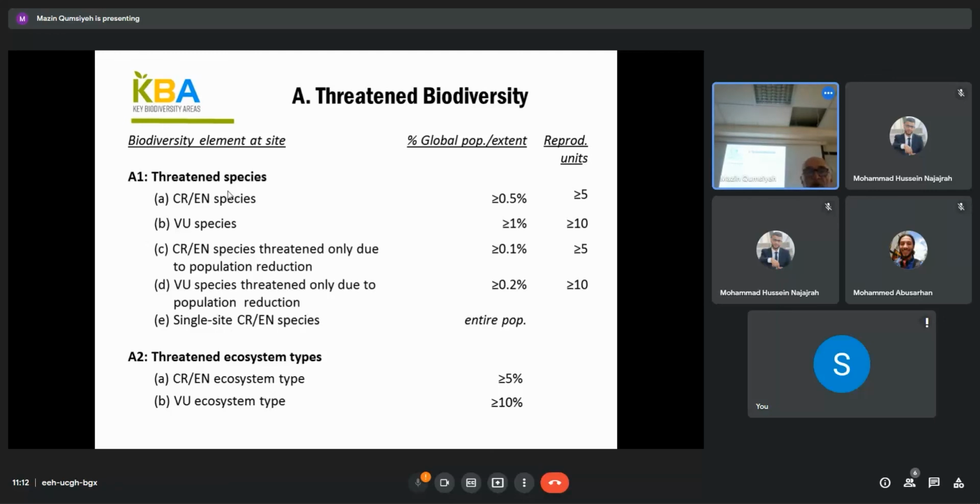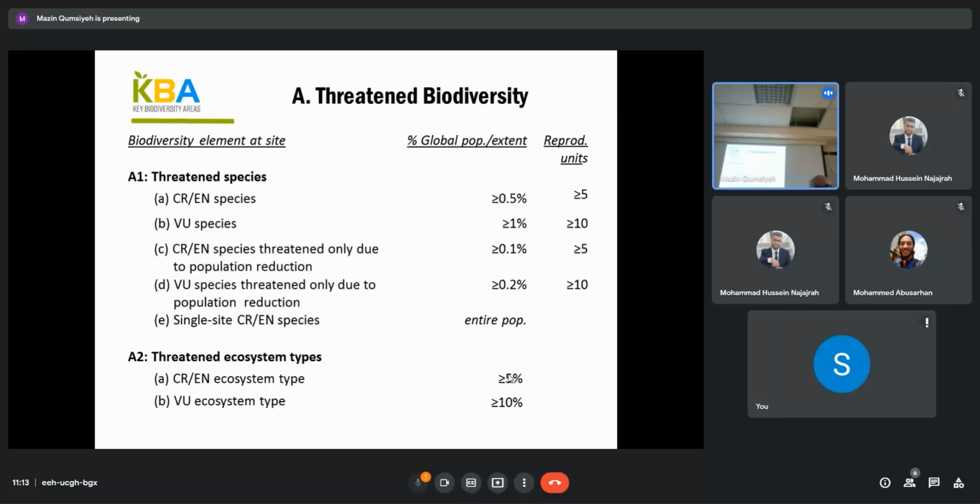Okay, this is important. And exactly the same with threatened ecosystem types, critically endangered or vulnerable ecosystem type with different thresholds. Okay? It should be endangered on the local level. We can also have it like this, or it should be just on the national level. At the global, at the international level.